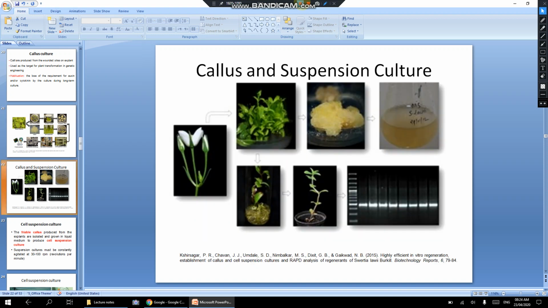For callus and suspension culture, you can look at this figure right here. Callus is something compact, and suspension culture is something that is friable. It is like a callus that is mashed, and you can find it everywhere in the media.